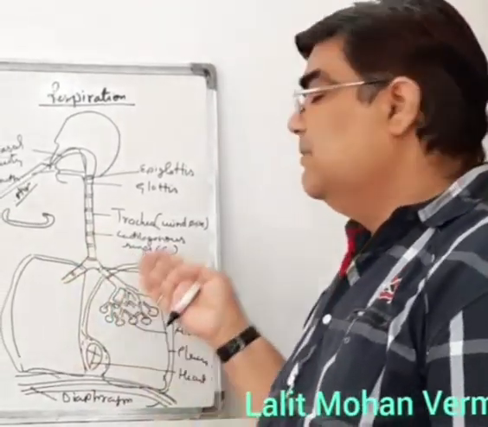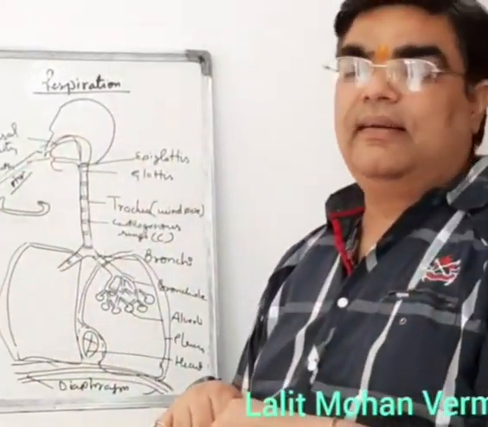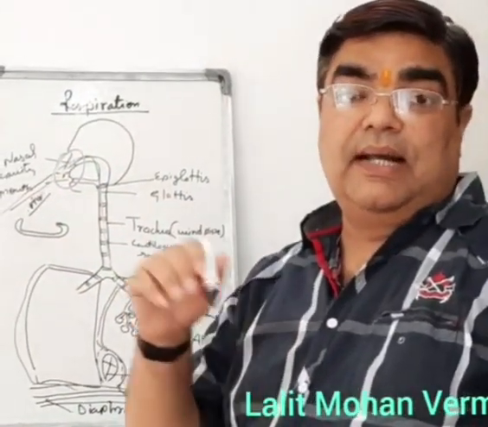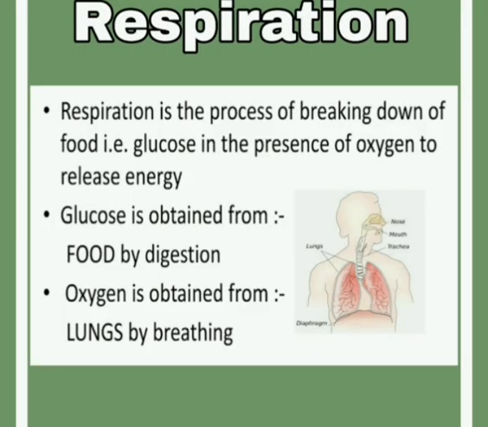Where exchange of gases, CO2 and oxygen, takes place inside the lungs. So when we breathe in, that is inhale, the air moves from the nasal cavity. And what happens in the nasal cavity? Let's see. Respiration is the process of breaking down food, that is glucose, in the presence of oxygen to release energy. Glucose is obtained from food by digestion. Whatever we eat, we digest it to produce glucose, and oxygen is obtained from the lungs by breathing.